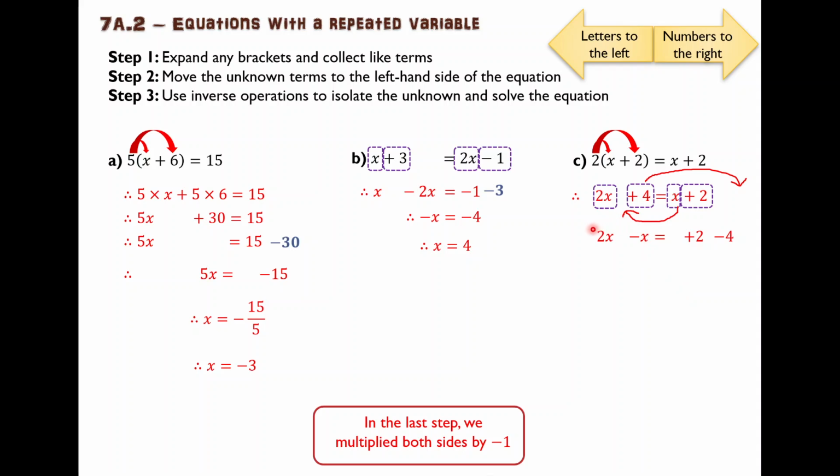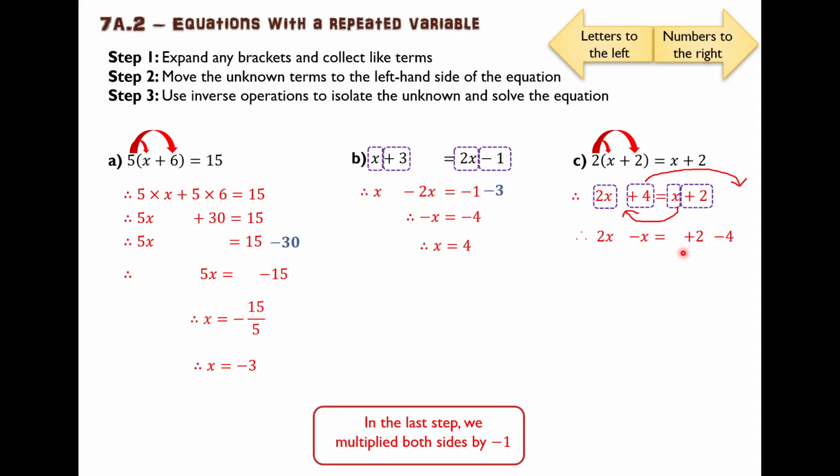Because here, I've got 2 lots of x, take 1 lot of x. If I have 2 bananas, take 1 banana, then I have 1 banana. So 2 lots of x, take 1 lot of x is 1x. I just realized I forgot a therefore. There it is. 2 lots of x, take 1 lot of x is 1x. Remember, if there's no coefficient, no number, you can just imagine that there's a 1 there.